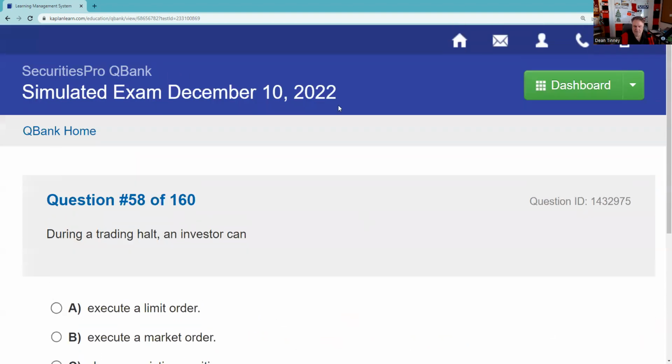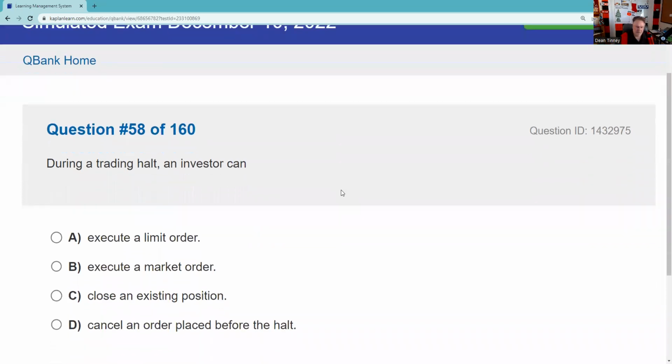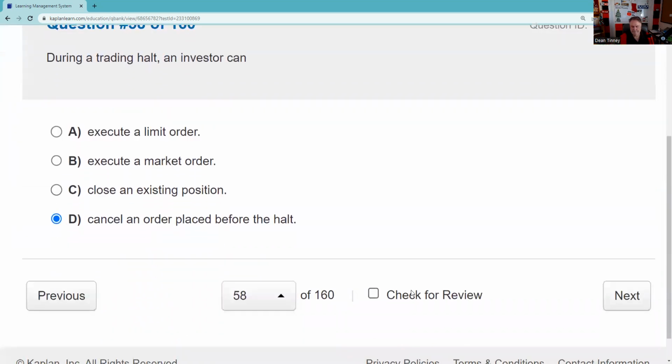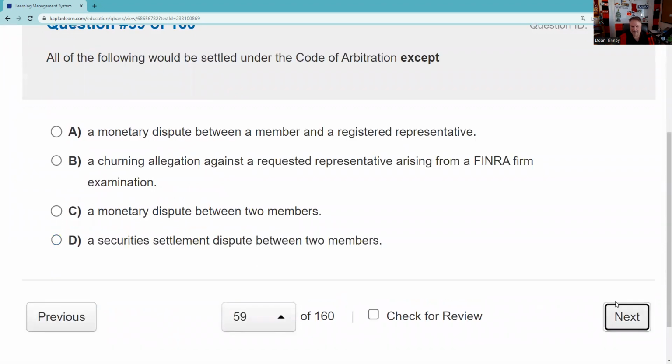During a trading halt, the investor can execute a limit order, execute a market order, close an existing position. No, you can cancel the open order, cancel the order placed before the halt. So D. Question 59.